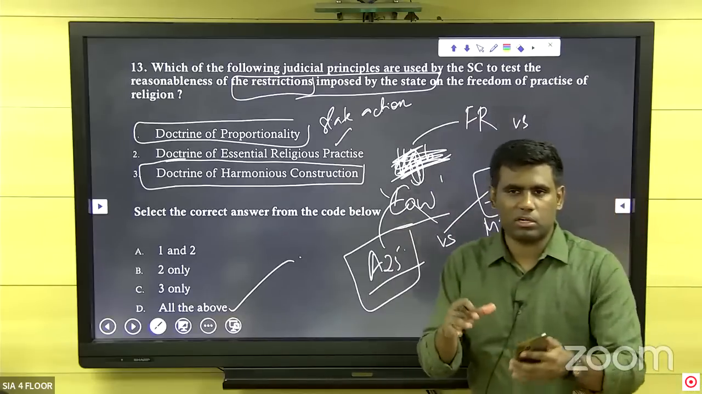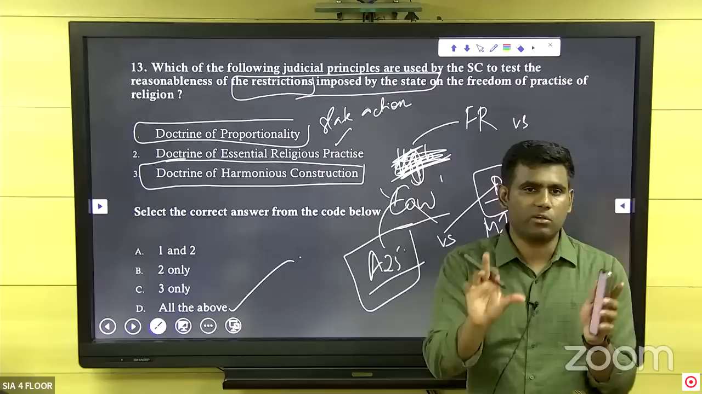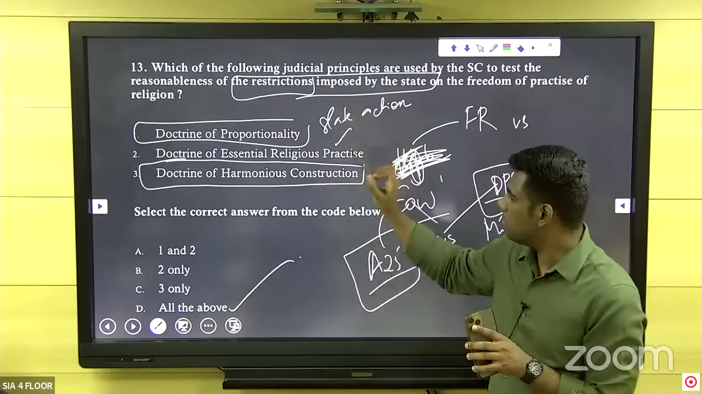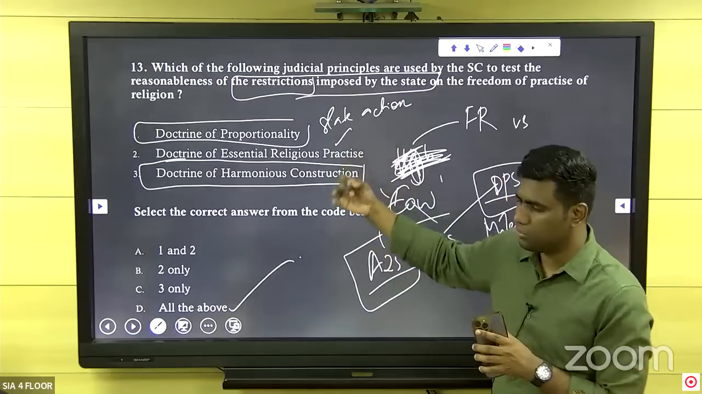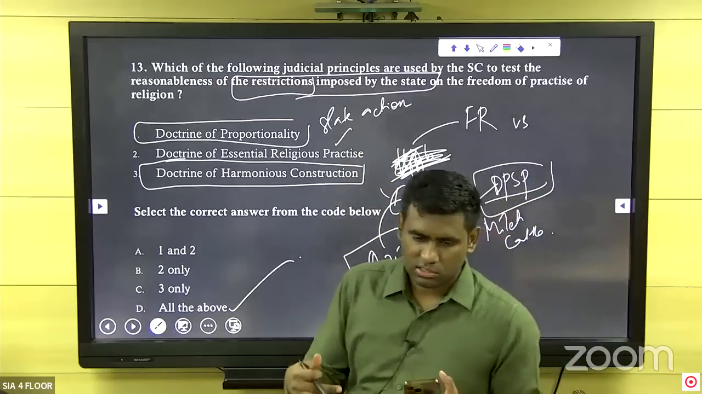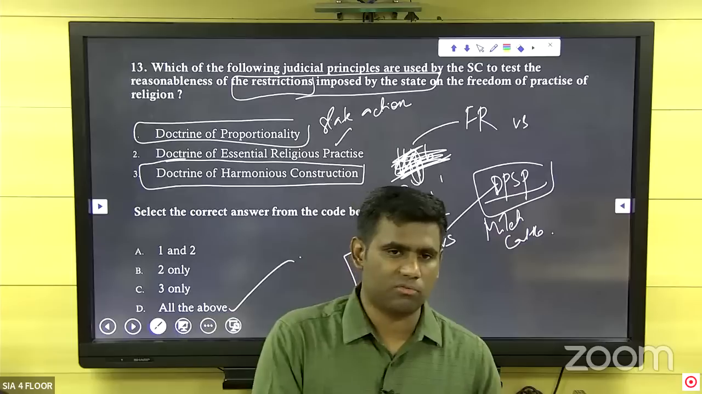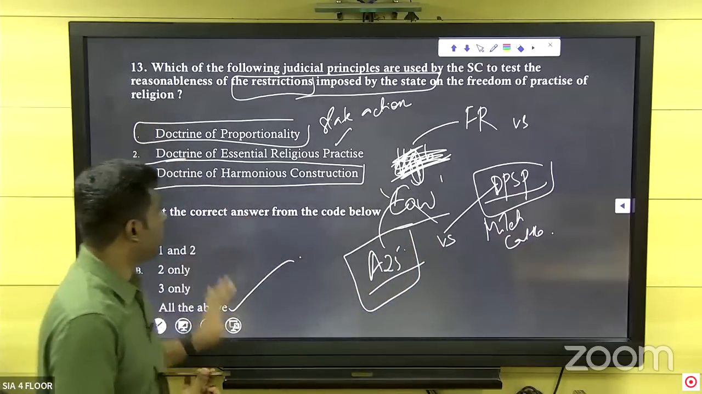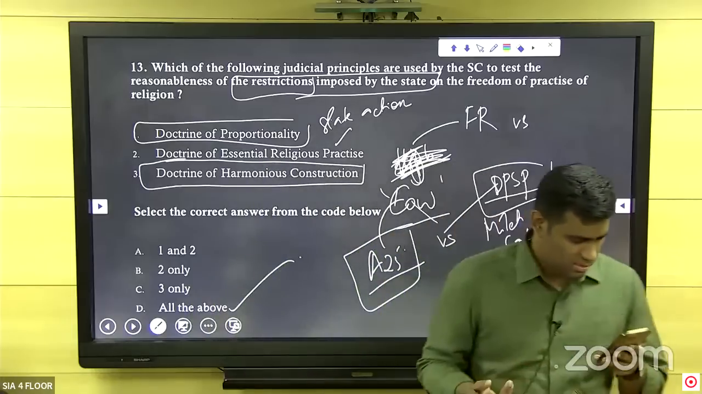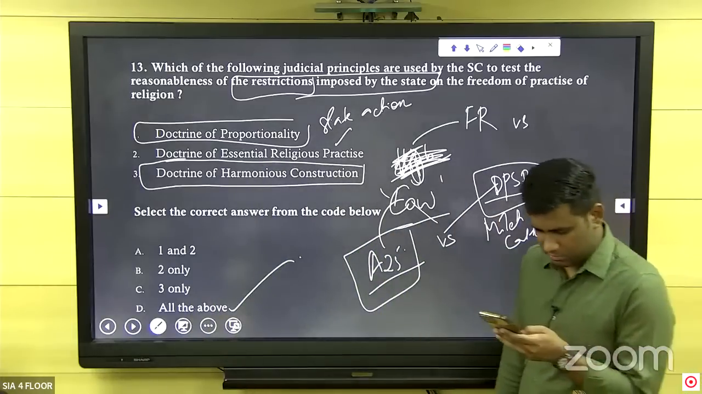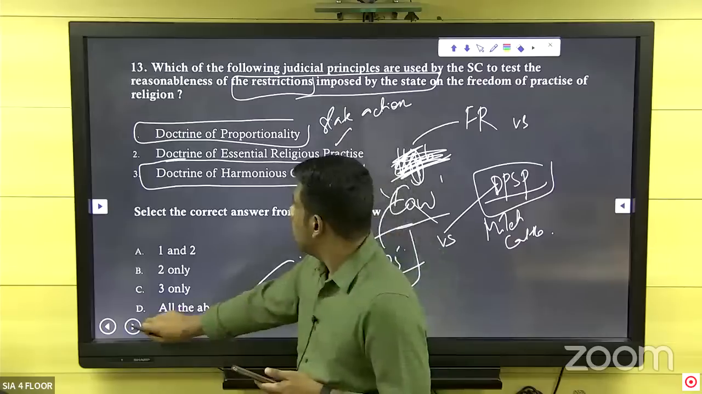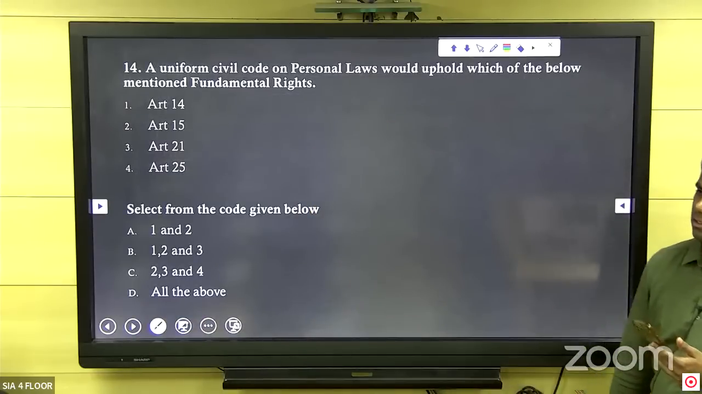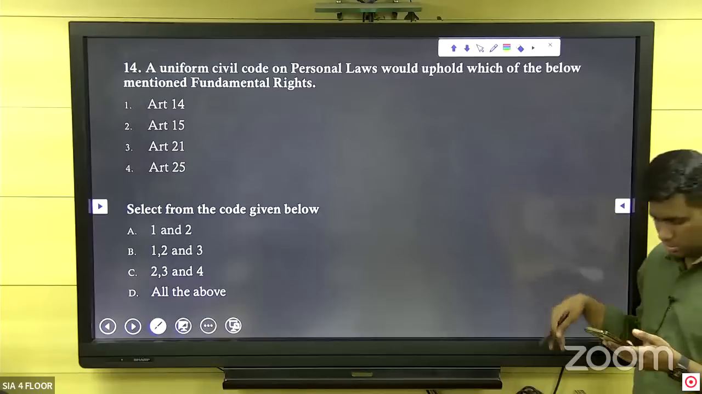That is how the Supreme Court tries to harmoniously interpret two conflicting provisions of the Constitution. So yes, even the doctrine of harmonious construction is also a yardstick against which state restrictions on the free practice of religion get tested. So all the above is the right answer. Some of you have got it right. Okay, this is regarding the Uniform Civil Code, so based on that, I have framed this question.